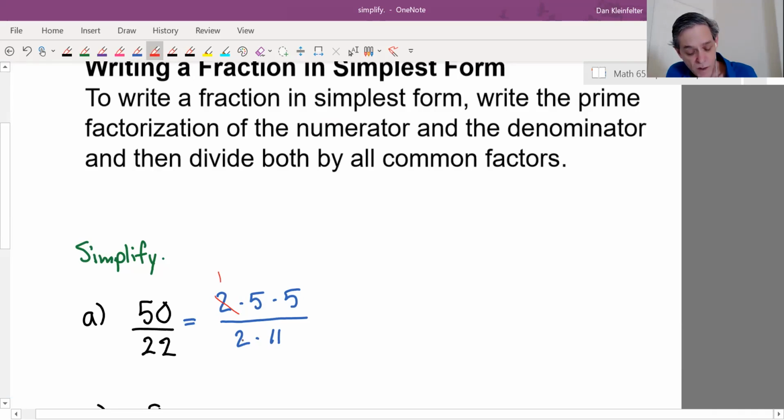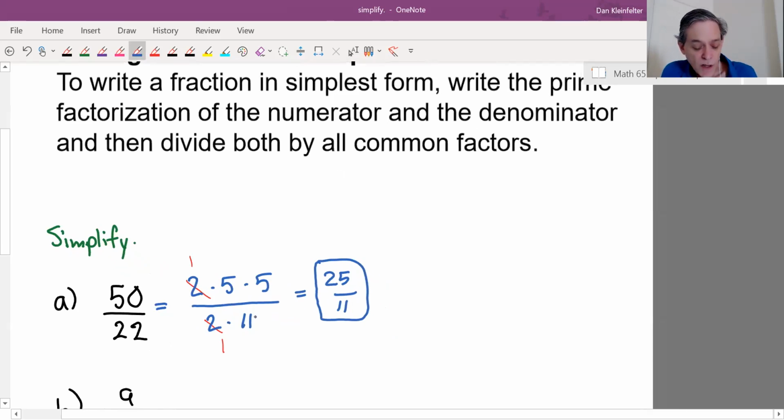2 divided by 2 is 1. 2 divided by 2 is 1. So I've divided the numerator and denominator both by 2. This will give us 25 in the numerator and 11 in the denominator. Now 25 over 11 no longer has any common factors in the numerator or denominator.